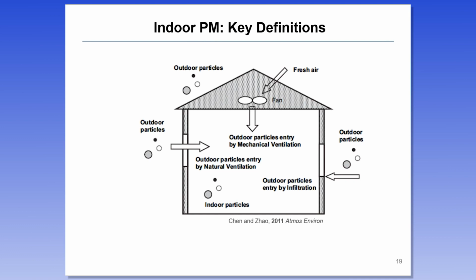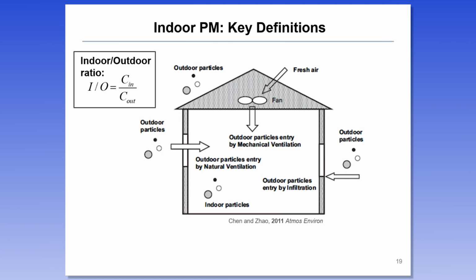If you go in and measure particles in any microenvironment, whether it's a vehicle, an office building, or in this case, a home, and you measure indoor particles and outdoor particles at the same time, you'll come up with the indoor-outdoor ratio, a very simple number that tells you the ratio between inside and outside particles. What will happen there is that the indoor particles are a function of outdoor particles that enter through open windows, through any mechanical ventilation, and through infiltration, through cracks and gaps in the building envelope.